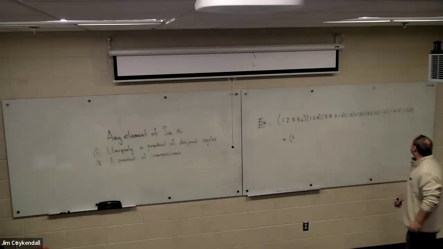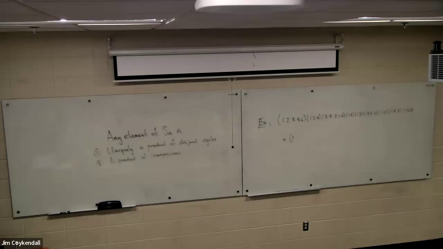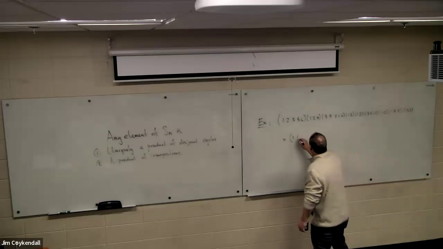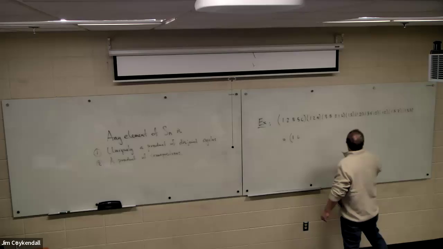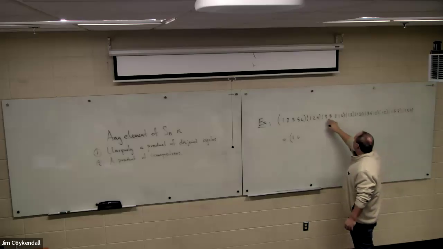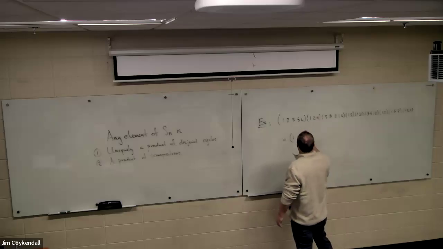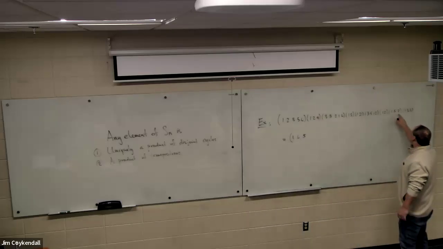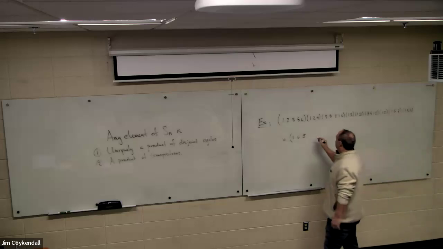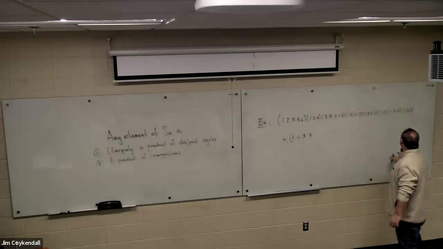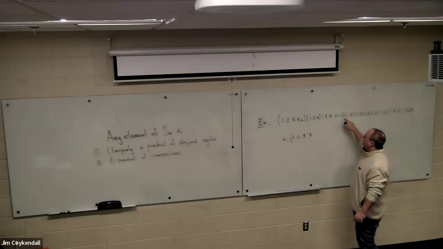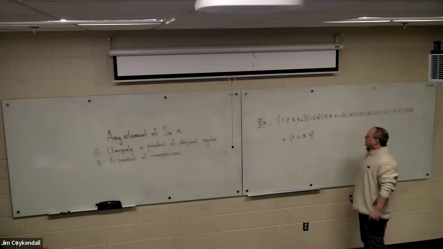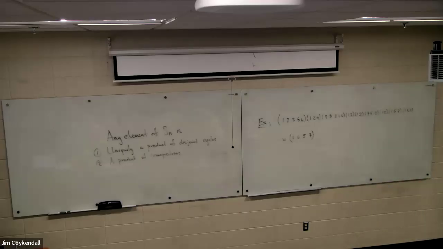Where does 1 go? 1 goes to 3 and then to 5 and 6. Where does 6 go? 3 to 5. 5 goes to 7. 7 goes to 1. Everybody agree with that assessment of the situation?